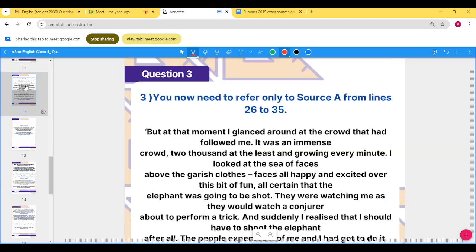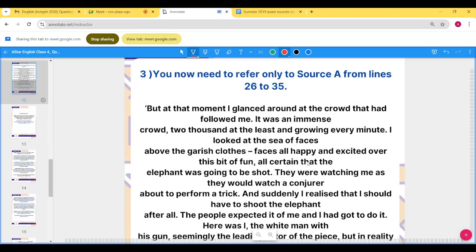Okay, but we're going to look at the paragraph just quickly for this question. So we've got, "But at the moment, I glanced around at the crowd that had followed me. It was an immense crowd, 2,000 at the least, and growing every minute." So we've got hyperbolic language about the size, about how big, the adjective immense, and how huge it is. "I looked at the sea of faces above the garish clothes." So garish talking about a colourful nature, sea of faces, we've got a metaphor.